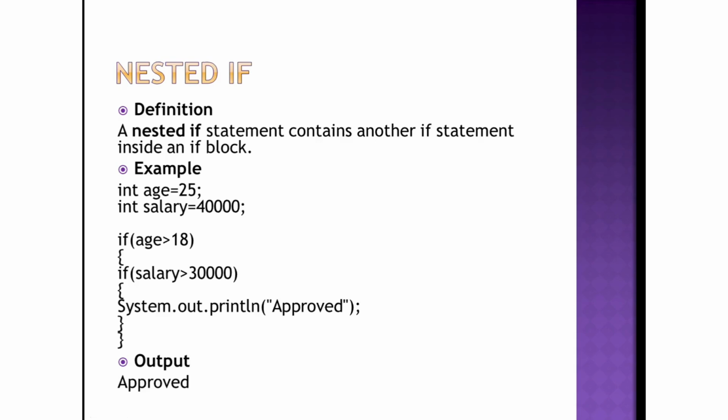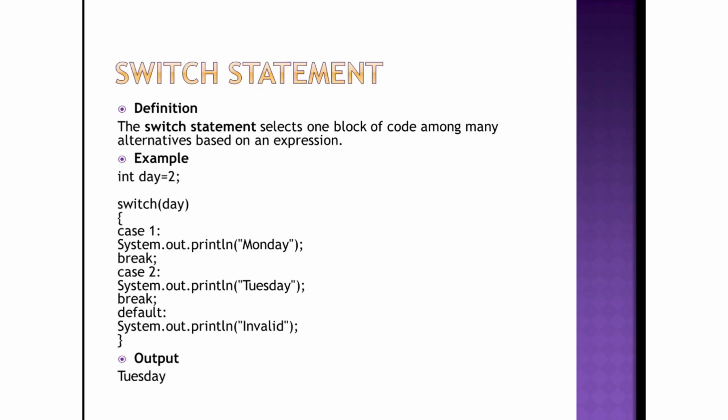Okay. Now let's learn about the switch statement. The switch statement is used when we want to choose one option from many possible options based on a single value. In this example, the variable day has the value 2. The switch statement compares the value 2 with each case. It first checks case 1. Since the value is not 1, it moves to the next case. Then it checks case 2. This matches the value, so it prints Tuesday. After printing, the break statement stops the execution of the switch block. If no case matches, the default block is executed. The switch statement is commonly used for menu-driven programs and selecting options.